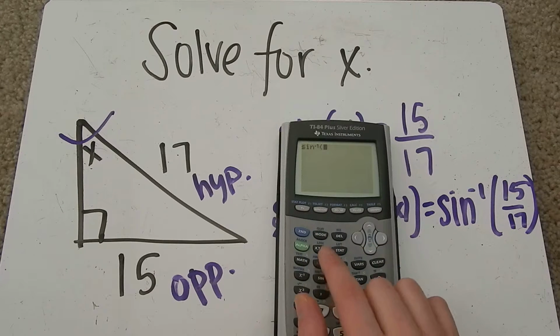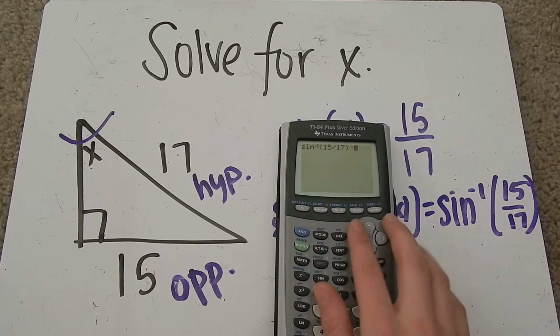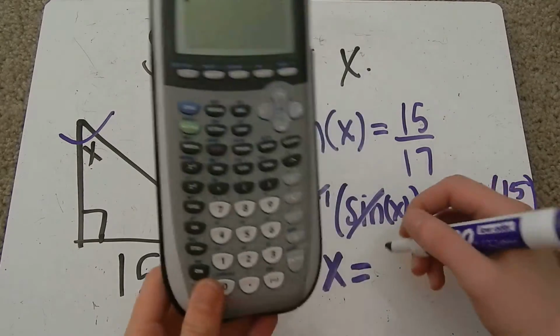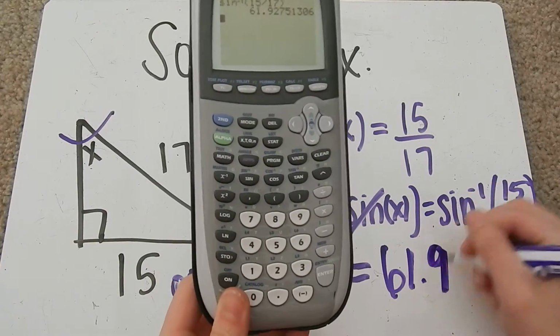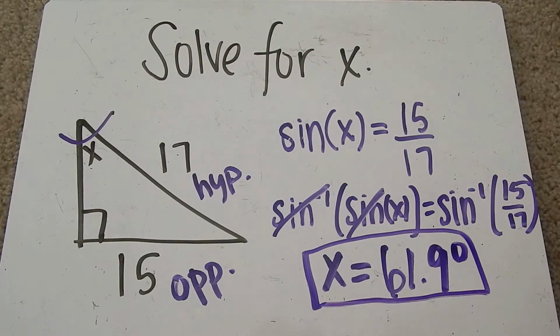So second sine will get us inverse sine. Make sure you remember to actually put the inverse and not the regular sine, because that will give you the wrong answer. So inverse sine and then 15 divided by 17. And this will give us our answer. So our answer is, and I'm going to round to 1 decimal place, 61.9 degrees. This is degrees because we're finding an angle. Angles are in degrees. So 61.9 degrees is my answer.